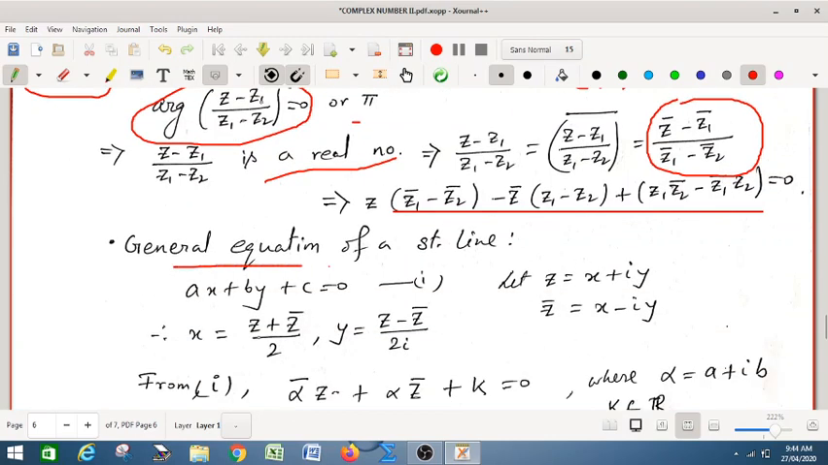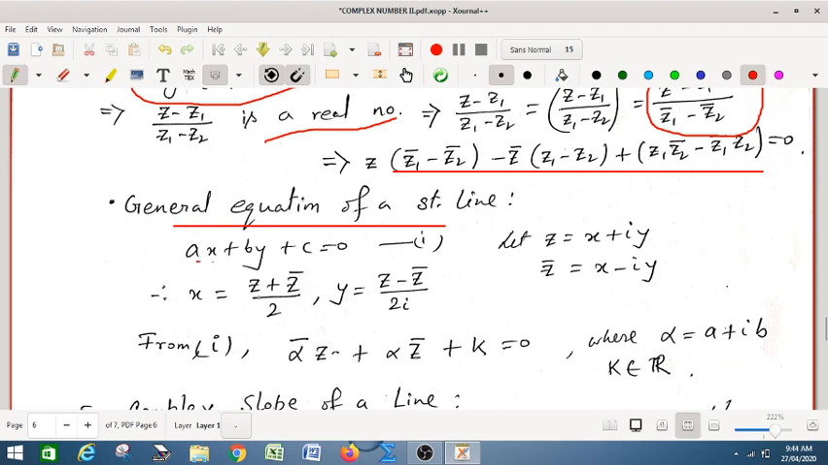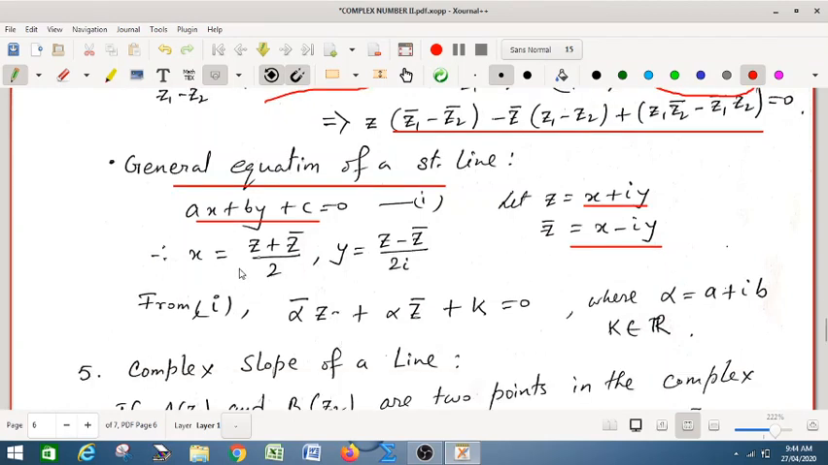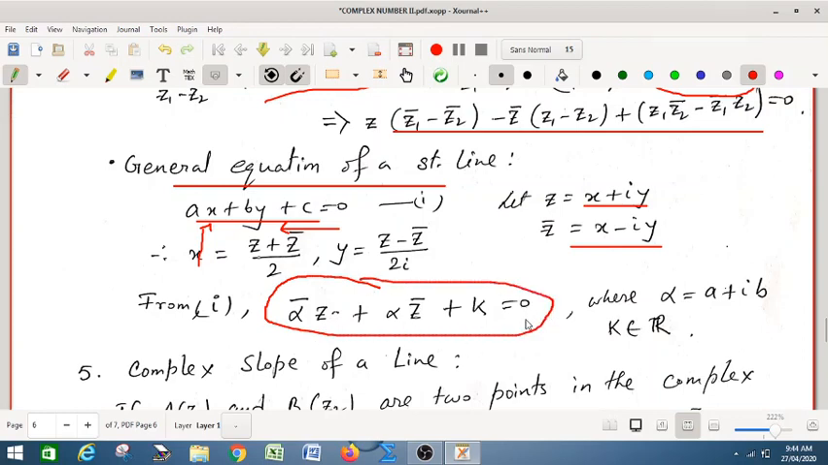Now what is the general equation of a straight line? So I will give you the idea. We know that in Cartesian, Ax plus By plus C is the general equation of a straight line. So here z is equal to x plus iy, so z bar is the conjugate x minus iy. So x is given by (z plus z bar) by 2 and y is given by (z minus z bar) by 2i. So substituting x and y in this equation 1, and after some manipulation we will have this result. This is the complex equation of a straight line, or we can say the general equation of a straight line in complex number.